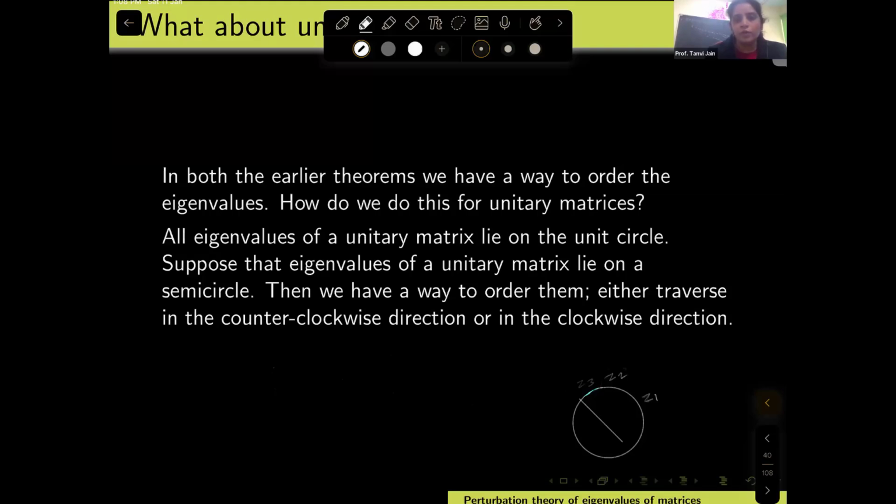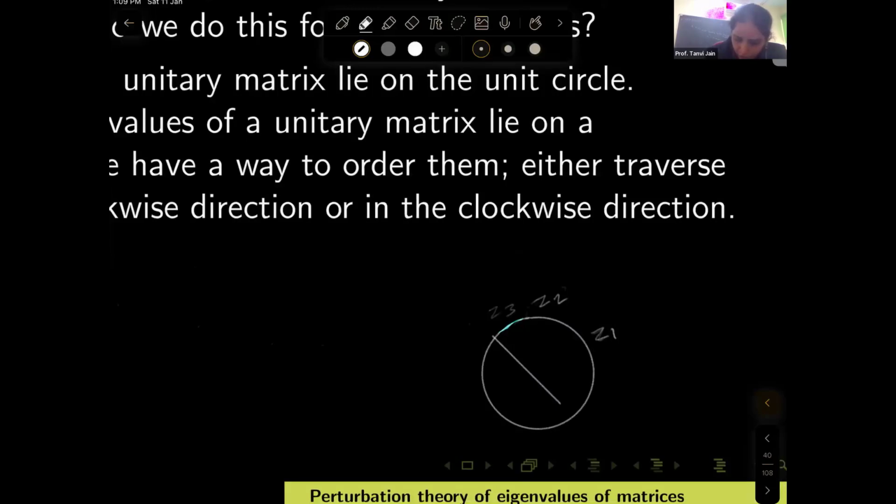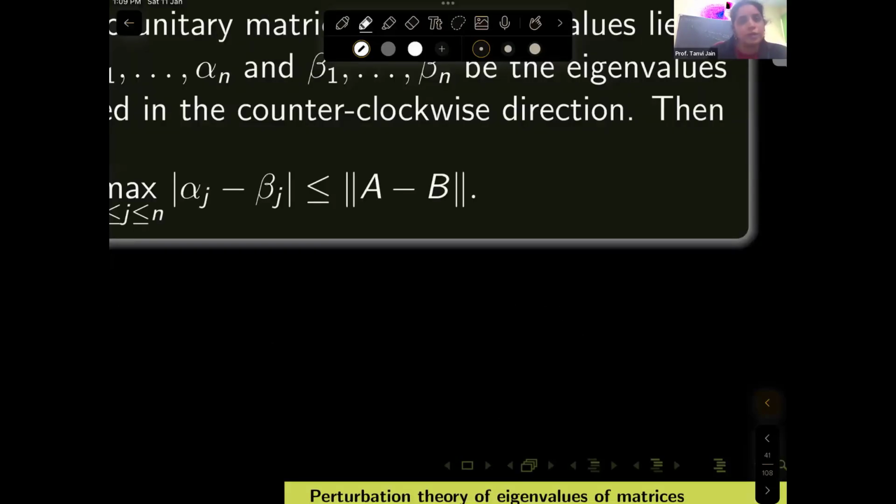I realize that all eigenvalues of a unitary matrix lie on the unit circle. Now, if my eigenvalues are all in one semicircle, whatever semicircle, it need not be the upper or the lower one, then, as you can see in this small image, I can start from where my semicircle starts, in the counterclockwise or the clockwise direction, and I have a way to order.